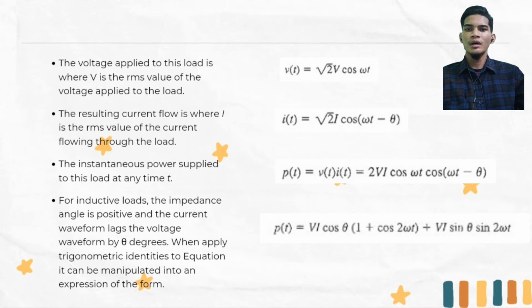For an inductive load, the impedance angle is positive and the current waveform lags the voltage waveform by theta degrees. When applying trigonometric identities to the equation, it can be manipulated into an expression of the form: p(t) equals VI cos theta times (1 plus cos 2 omega t) plus VI sin theta sin 2 omega t.